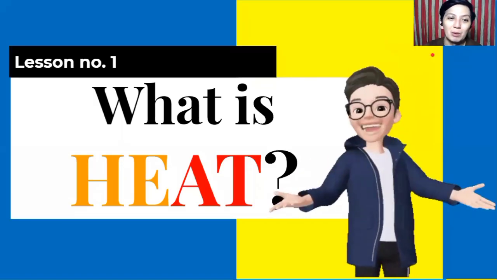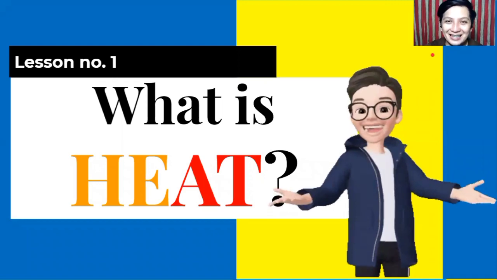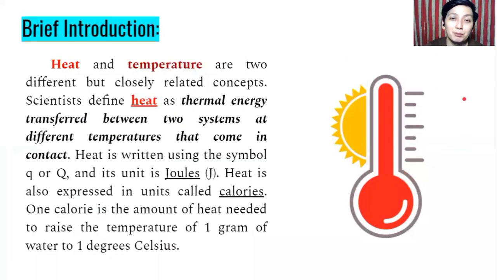So for lesson number 1, let's talk about what is heat. As a brief introduction, heat and temperature are 2 different but closely related concepts. Scientists define heat as thermal energy transferred between 2 systems at different temperatures that come in contact. Heat is written using the symbol small q or big letter Q, and its unit is joules, big letter J. Heat is also expressed in units called calories.